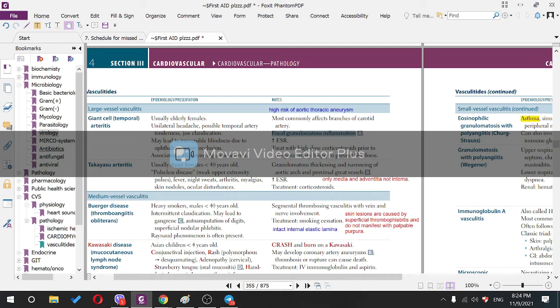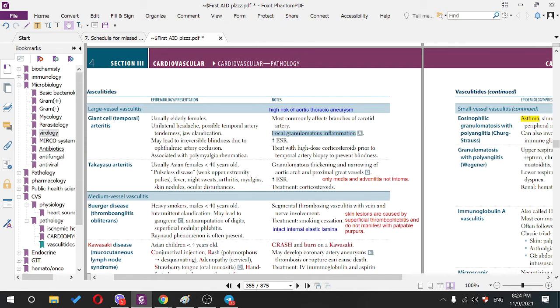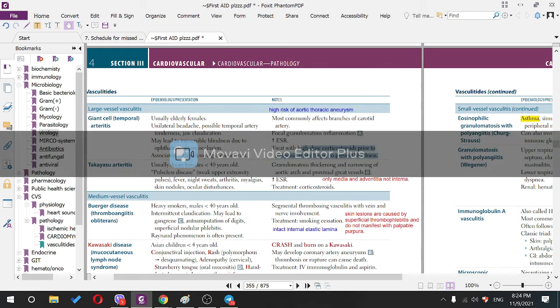And you must do it prior, like before you do the biopsy. Why? Because you will not even risk to wait for the biopsy result to come back. Because you might wait just a little bit more, irreversible blindness, done. So high-dose corticosteroid prior to temporal biopsy to prevent blindness.